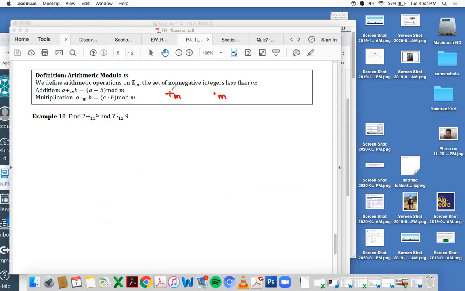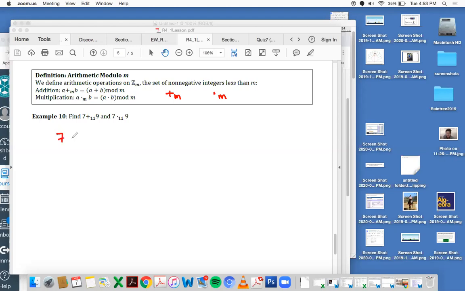So arithmetic modulo m, so you'll see these symbols, plus in modulo m and times in modulo m. So basically, if you add two numbers in modulo, means that you are adding them and then finding the remainder when divided by m, and same with multiplication. If you're multiplying in modulo, you're multiplying the numbers and finding the remainder.